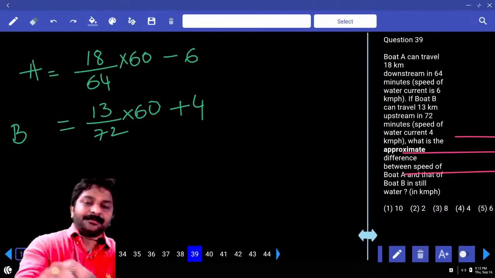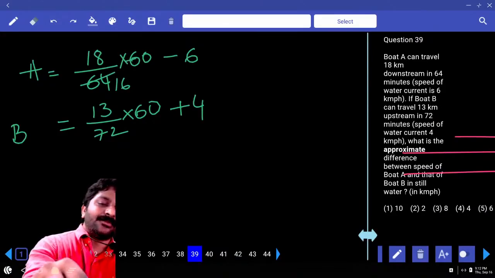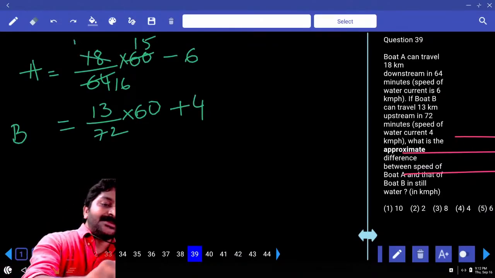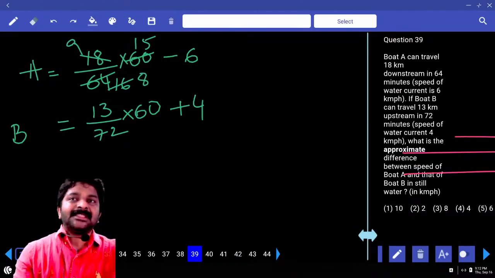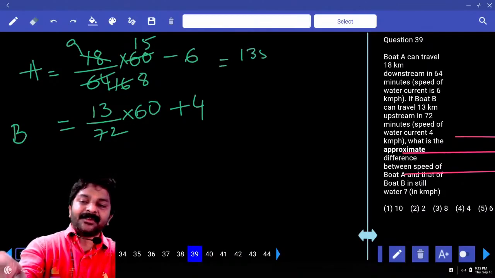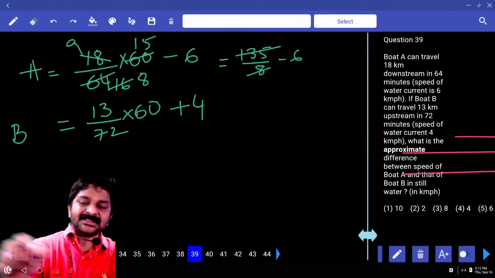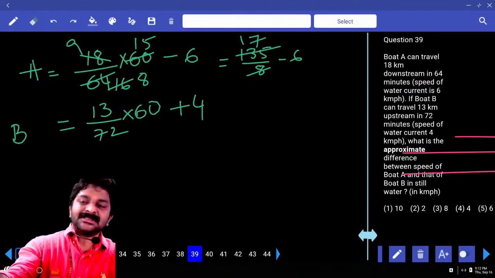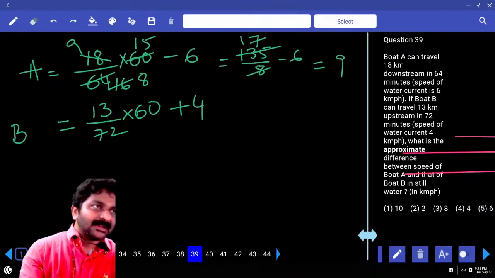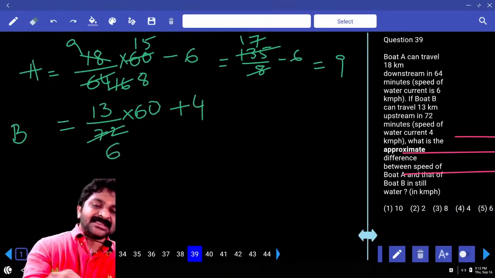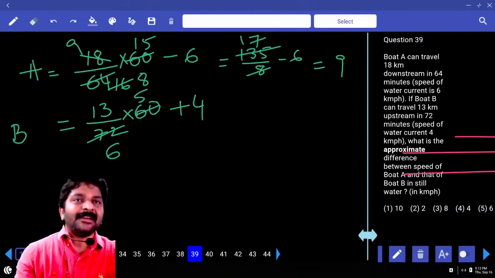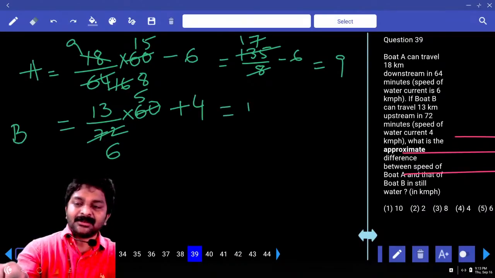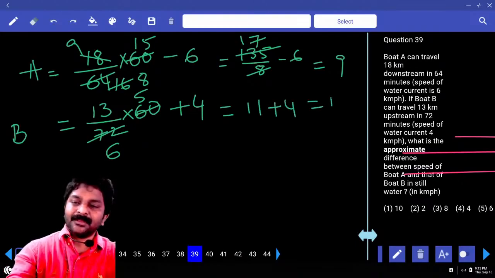Correct? Right. Chalo. 4, 16 times. 4, 15 times. And then 9 times and then 8 times. 9 into 15, 135 by 8. 135 by 8 minus 6. Cancellation with 8. 8 ones, 55 we have. 7 times minus 6, 9. Is this clear so far? 12, 6 times, 12, 5 times. 13 into 5. 65 by 6. Approximately, can we treat it as 66 by 6? Which is equal to 11 plus 4. How much is this? 15.